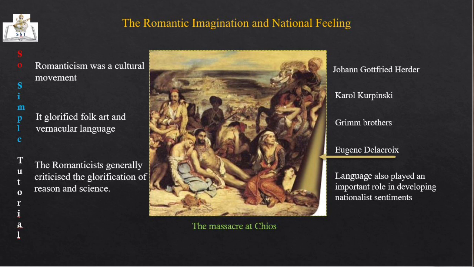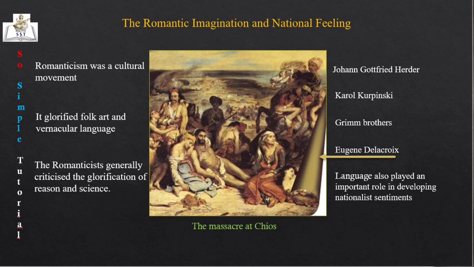It glorified folk art and vernacular language. The Romanticists generally criticized the glorification of reason and science. They focused more on emotions, intuition, and mystical feelings. Their effort was to create a sense of a shared collective heritage, a common cultural past as the basis of nation. Johann Gottfried Herder was one such romantic.